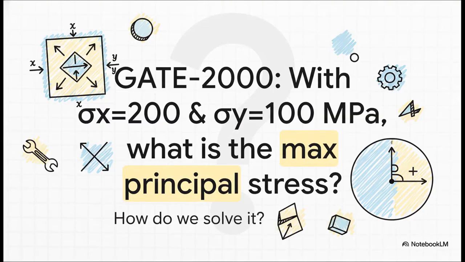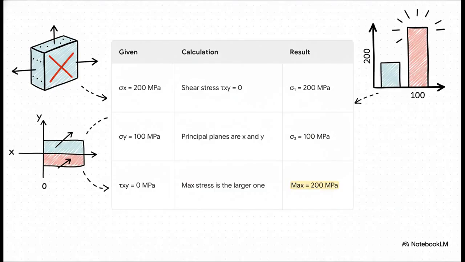Okay, so here's a classic problem. We've got stresses acting in 2 directions. But notice something important here. There's no mention of any shear stress. So what's the maximum principal stress? Let's figure it out. So, did you spot it?